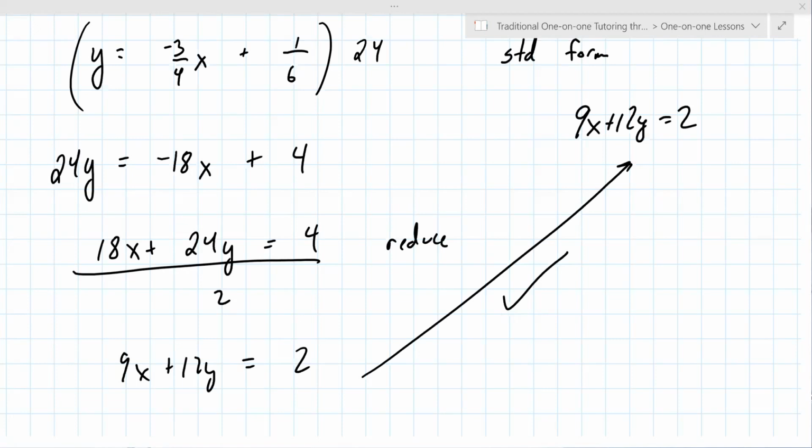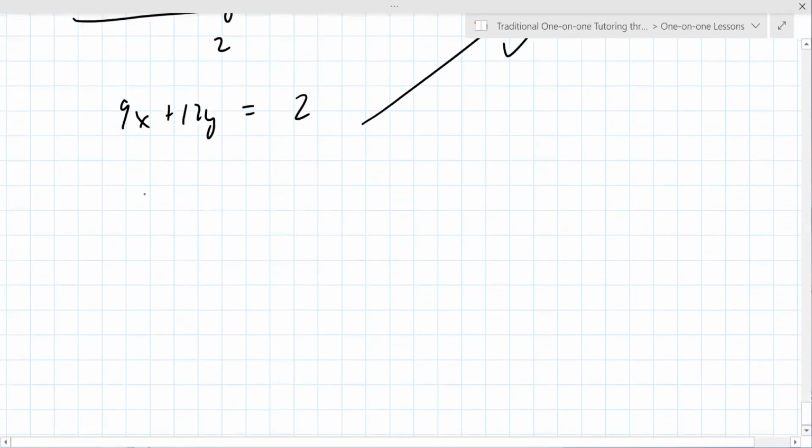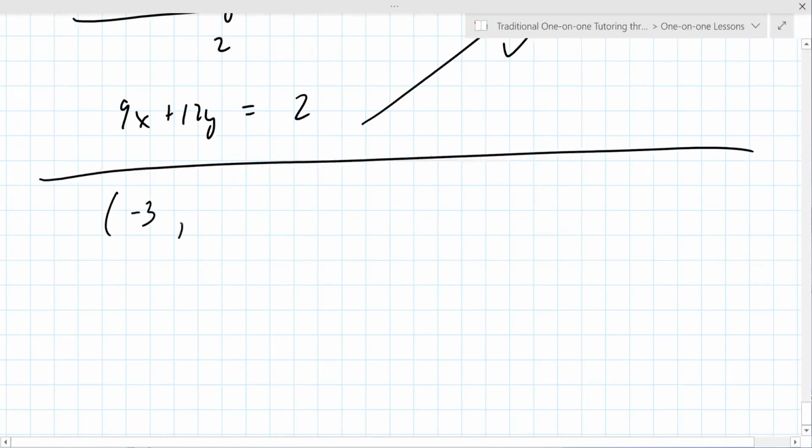So what I want us to do is go through all of the forms. I'm going to give you 2 points, and let you work through this on your end. Let's say the points are -3, -1, and 2, 5. The first thing I want you to find is the slope. Find the slope, please.